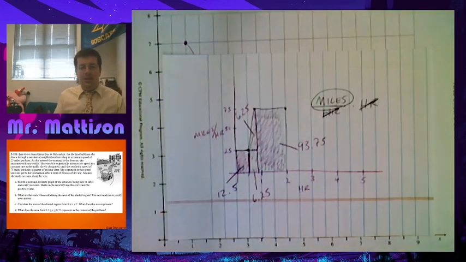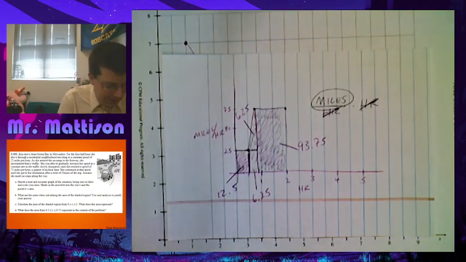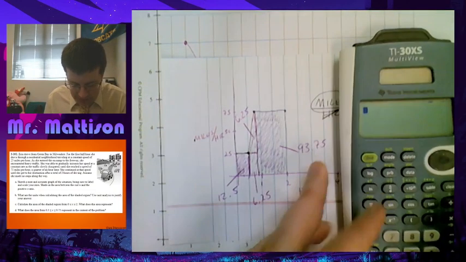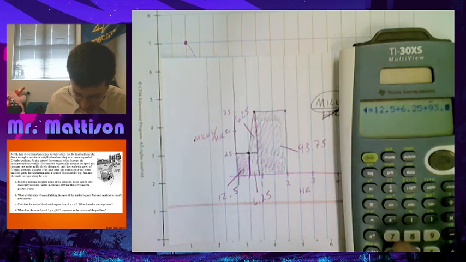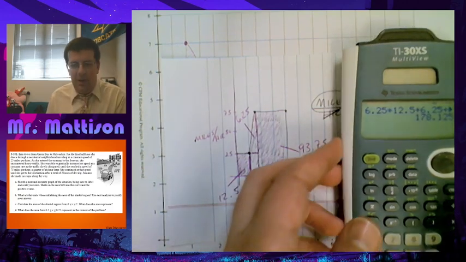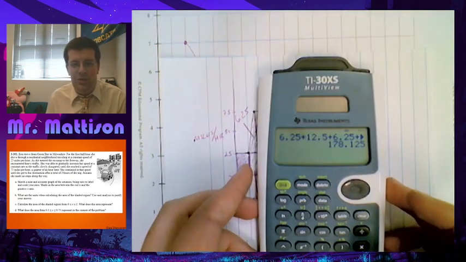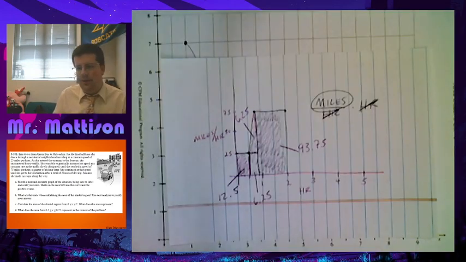So then to find the total, I just want to add all of those up. So I'll do my 6.25 plus 12.5 plus 6.25 plus 93.75, and I end up going 178.125 miles there for that one.